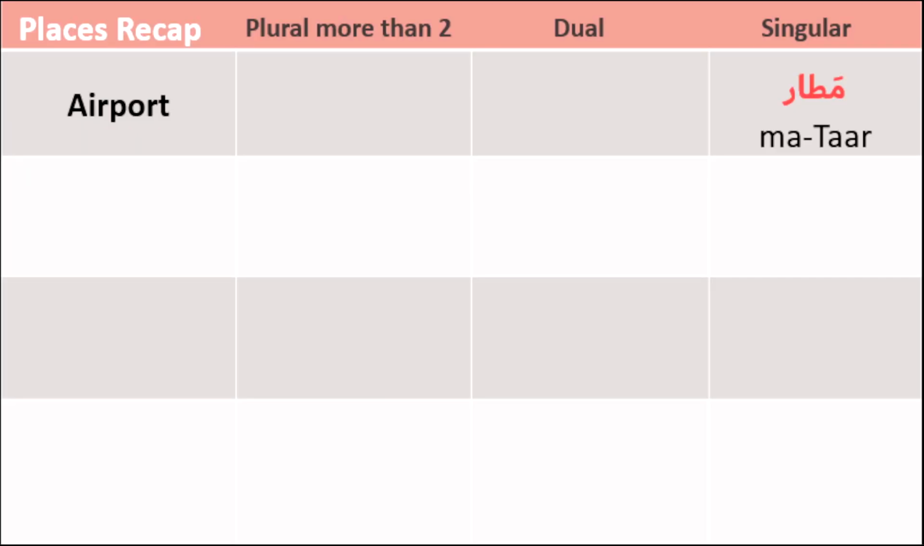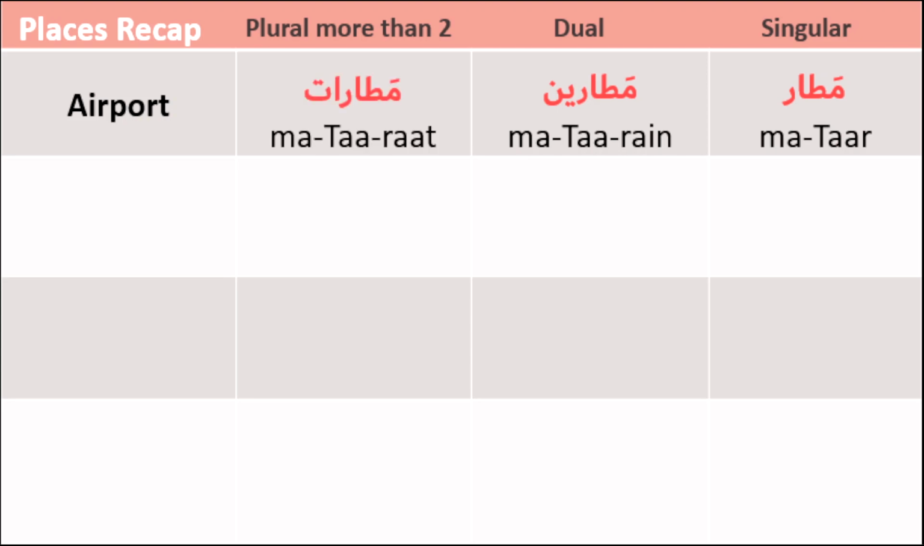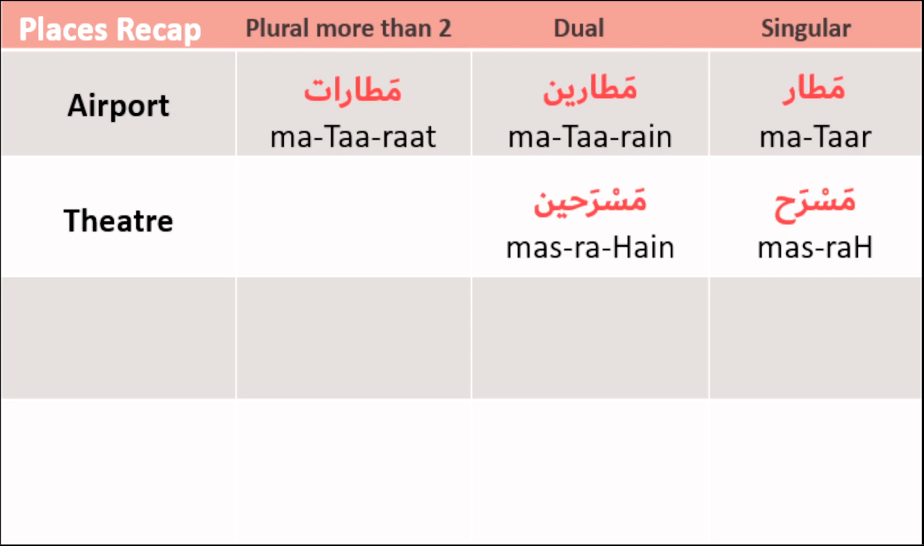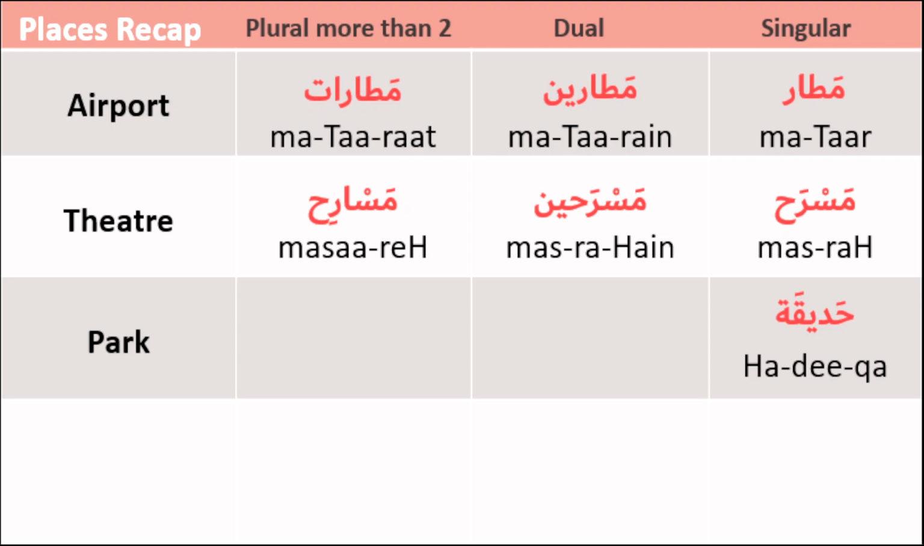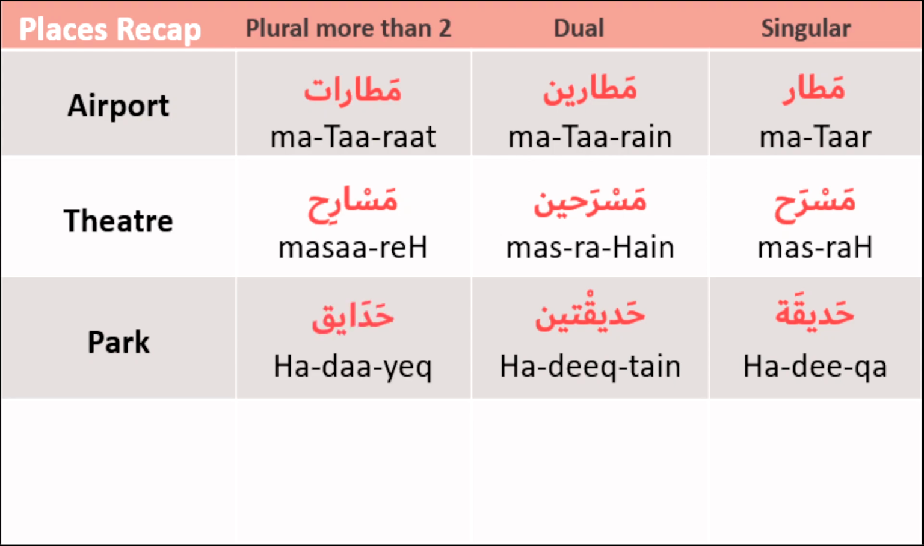Now let's have a recap. Airport, singular, مطار. Dual, مطارين. Plural, مطارات. Theater, مسرح. مسرحين. مسارح. Park, حديقة. حديقتين. حدايق.